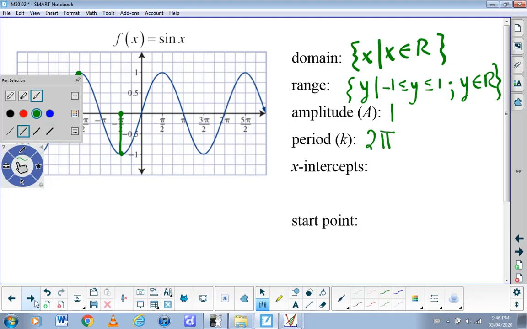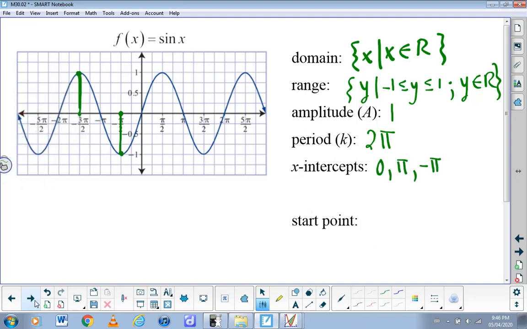The x-intercepts, well, we can just look at the graph. We can see that they are 0, pi, -pi. Really what they are is multiples of pi. Those are the x-intercepts. And the start point is the point on the graph where x equals 0. So the start point is at 0, 0. That terminology for start point isn't really crucial, but it's important for later.